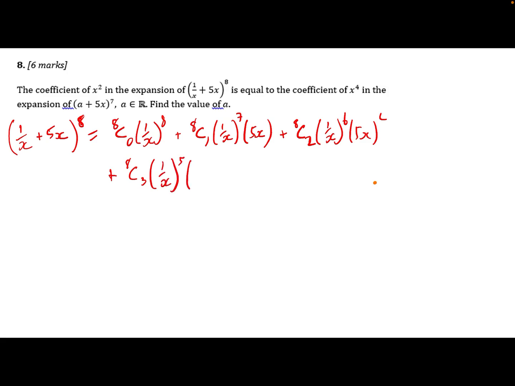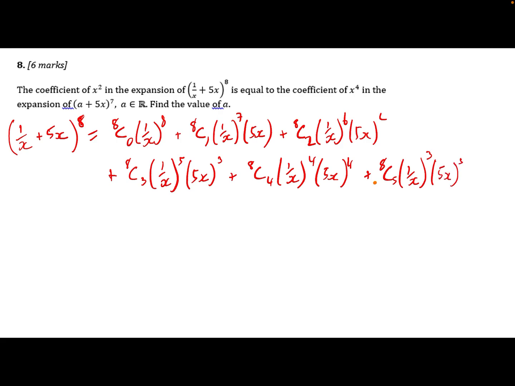We haven't found it yet. 1 over x to the power of 5, 5x cubed. That's just going to be x to the negative 2, so that's still no good. 8 choose 4, 1 over x to the power of 4 times 5x to the power of 4. Don't forget to use these brackets. That's going to give me a constant because you're going to have x to the 4 divided by x to the 4. 8 choose 5, 1 over x to the power of 3, 5x to the power of 5.